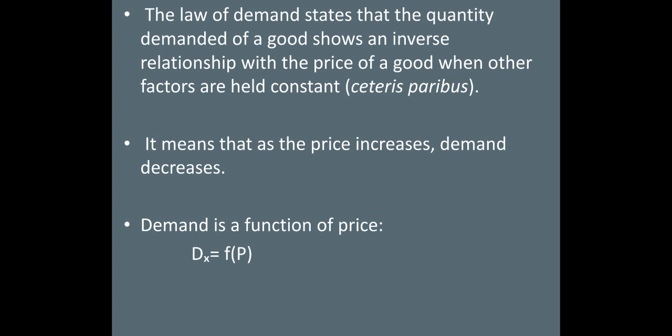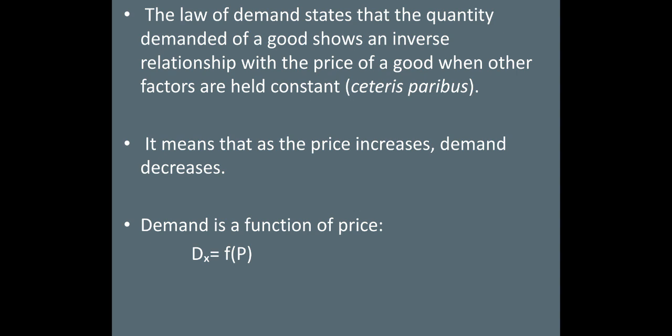In the bracket we can see it's written ceteris paribus. Ceteris paribus means nothing but the other factors that influence demand are held constant. We assume that the other factors like change in fashion and change in income and price of substitutes and all the other factors are held constant.